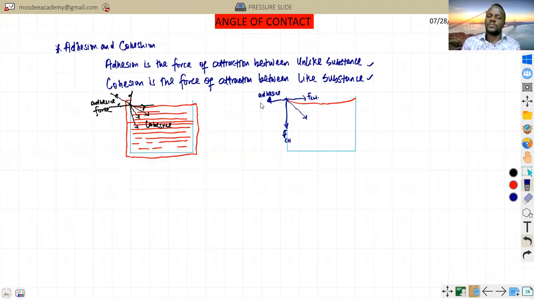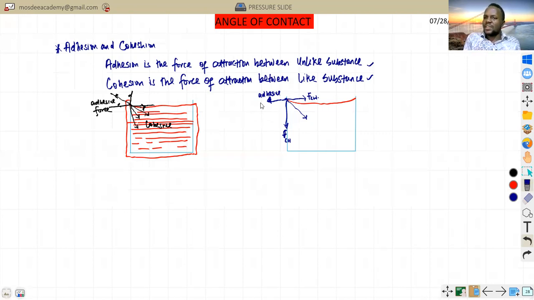What I'm trying to say is that there is an adhesive force and there is a cohesive force. The adhesive force is the force of attraction that acts between substances that are not of the same material, unlike substances. In a liquid, both adhesive and cohesive forces are going to act on it. But the cohesive force can act in two different ways, horizontal and vertical, while the adhesive force only lies on the horizontal. We also say we have the horizontal cohesive force.